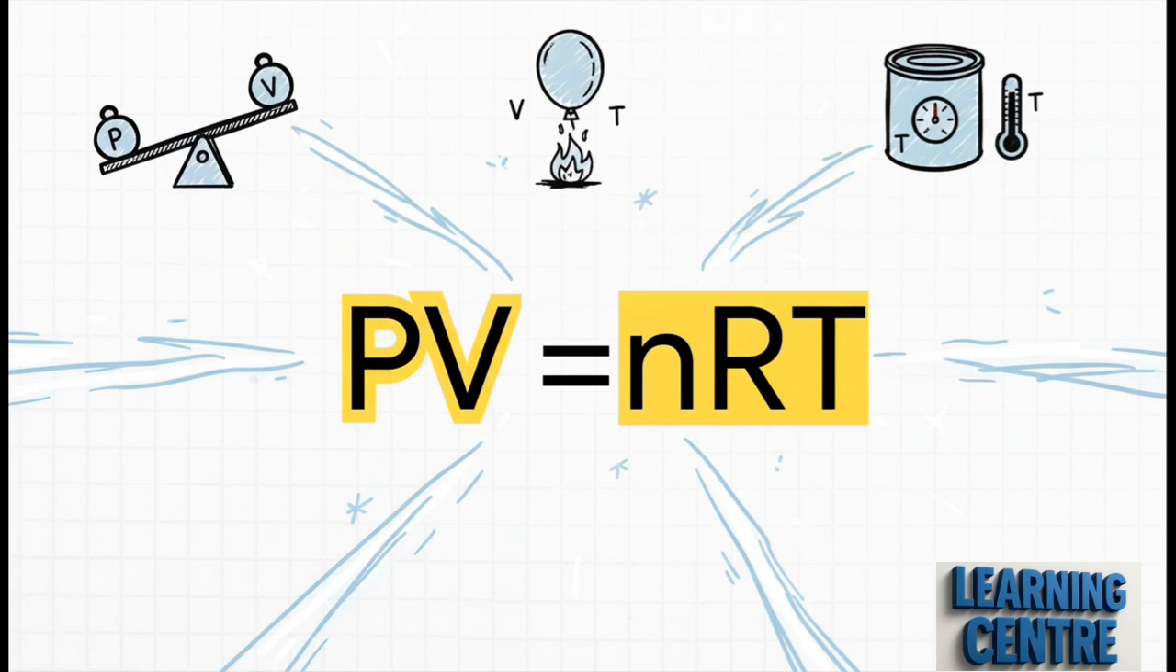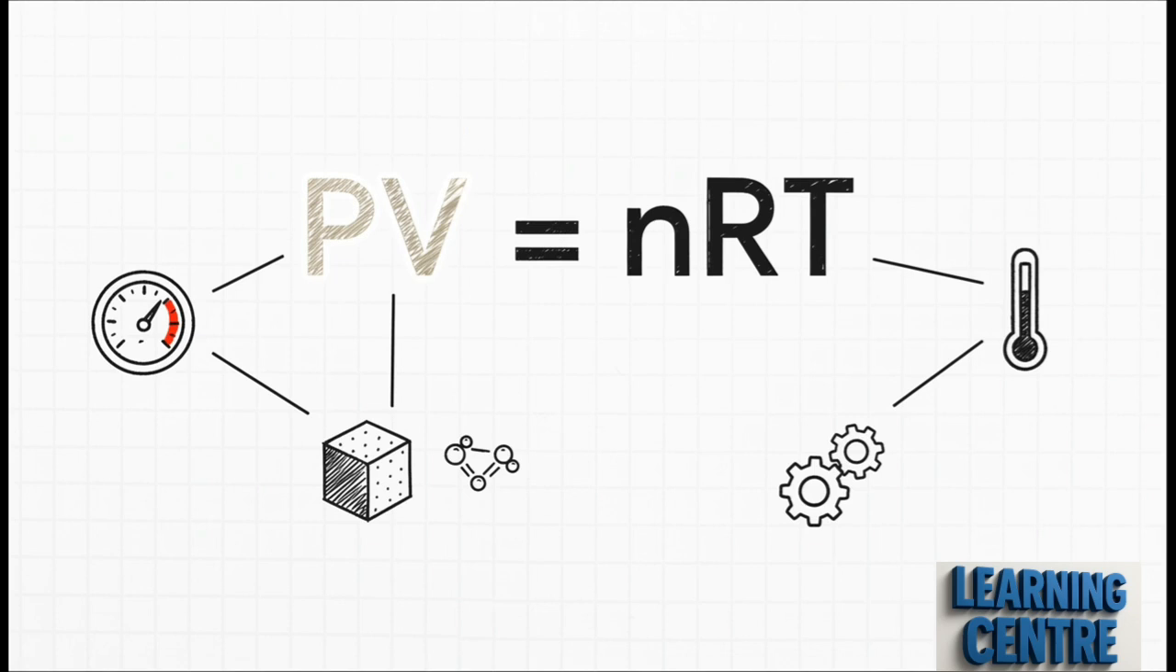And there is. This is it. PV equals nRT, the ideal gas equation. This little thing is a giant in chemistry and physics. It's so elegant because it takes all three of those laws we just talked about and wraps them up into one neat package. So let's decode this real quick.